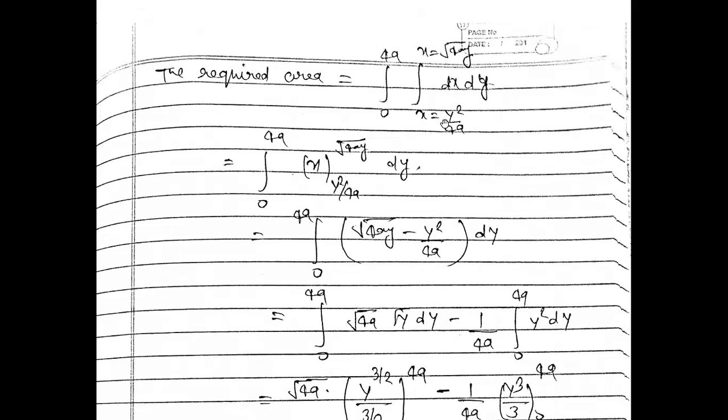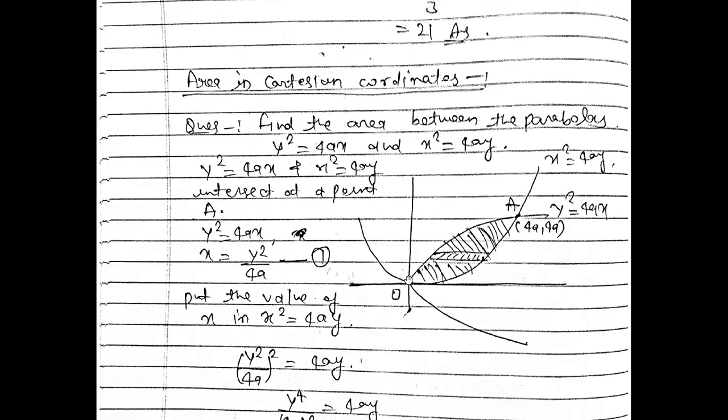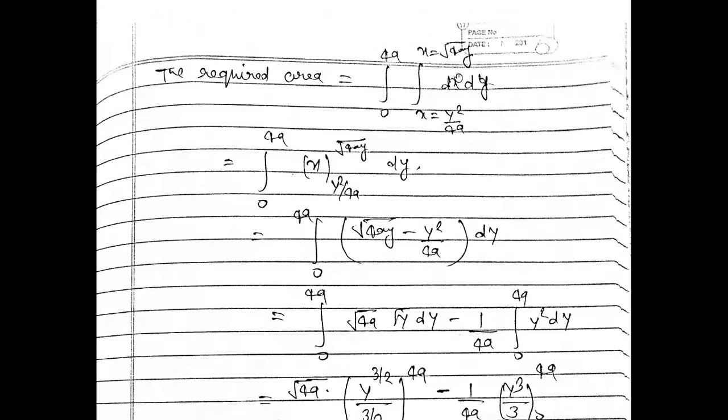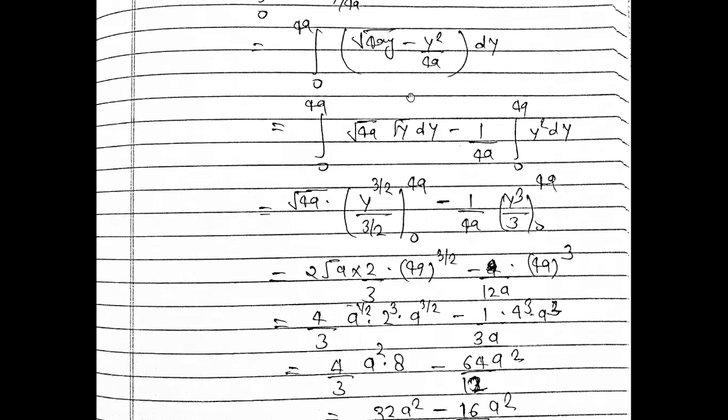Now x is equal to y square upon 4a is your lower limit, x is equal to square root of 4ay is your upper limit, and dx dy. So y is moving vertically. The value of y in our bounded region is 0 here and the highest is 4a. So our limit of y will be 0 to 4a. Now integrating with respect to x, we get square root of 4ay minus y square upon 4a, upper limit minus lower limit. Integrating, root y integration will be this one and y square will be this one. Just apply the limits, upper minus lower, and after solving you can get your answer.